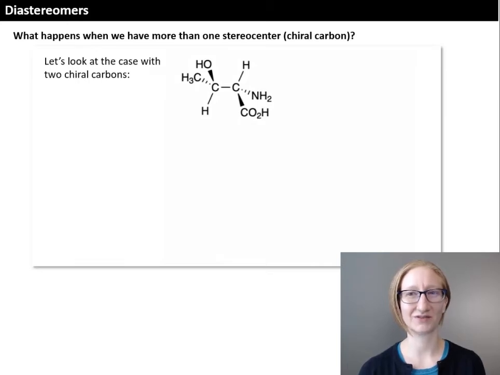Just as with compounds that have only one chiral carbon, here to draw the enantiomer, we'll draw the mirror image. In the enantiomer, the mirror image, the two chiral carbons will now have the R stereochemical designation. So in the enantiomer, both stereocenters, both chiral carbons, have the opposite configuration as in our original structure.